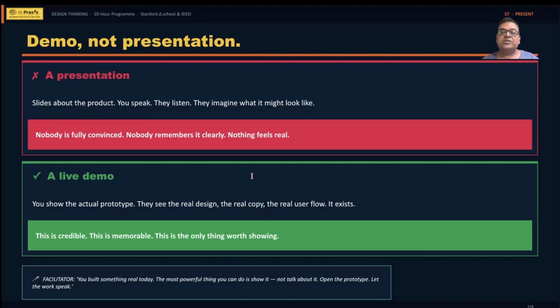The audience remembers your pitch, but not your product. And the questions you get tend to be abstract, such as what would you do if the market changes? Because there's nothing concrete for anyone to react to.